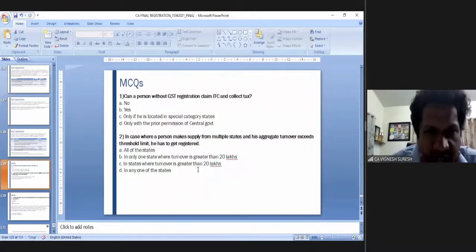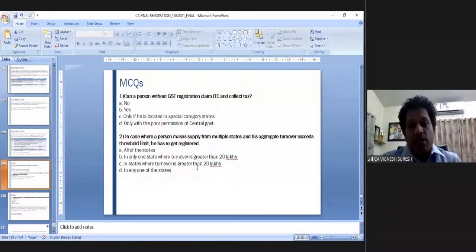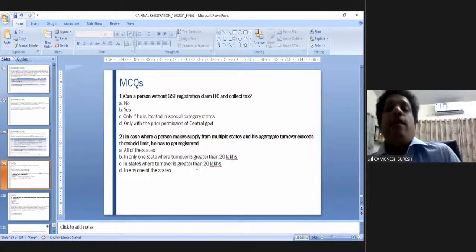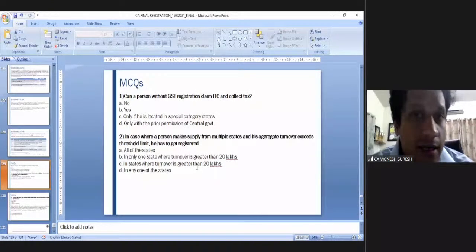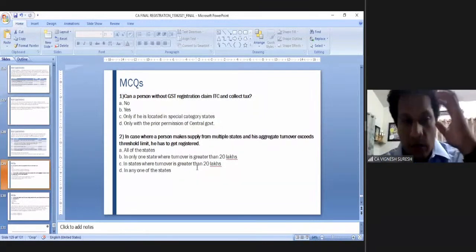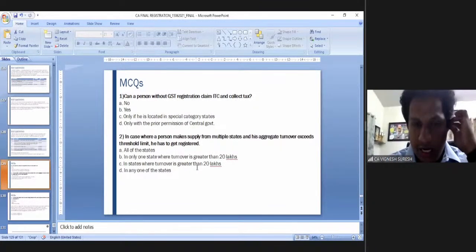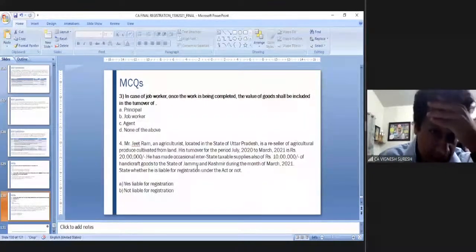Second question. If he makes supplies from multiple states, aggregate turnover exceeds the threshold limit, he has to get registered. Of course, because if he makes supplies from multiple states, he has to get registered in all the states. Only if he has any business, only exclusive non-taxable supply in one state, for that state he'll get an exemption, but that is not mentioned in the problem. The problem says if he makes supply in the multiple states, aggregate turnover exceeds the threshold limit, he has to get registered in all of the states. So answer for question number 2 is A.